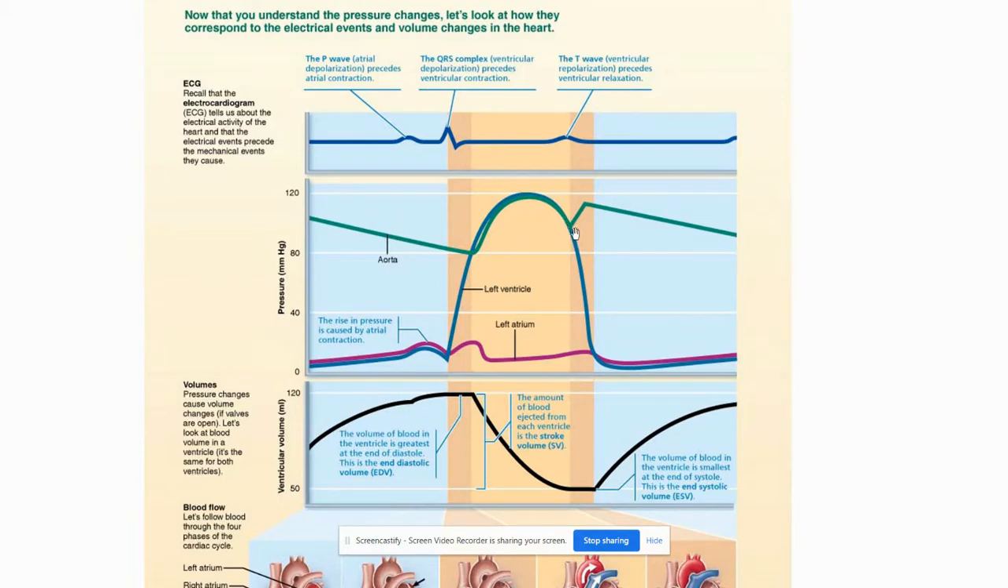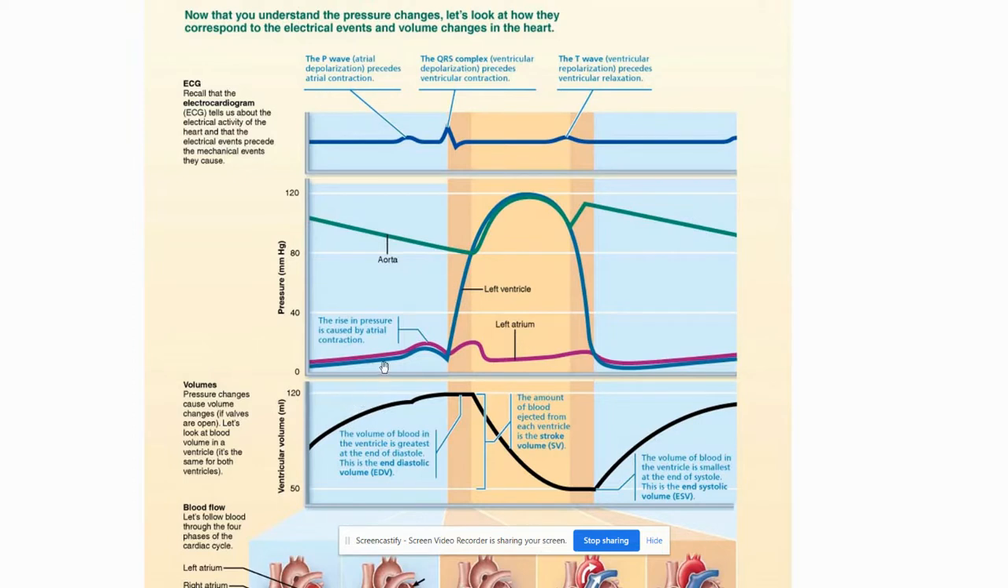This is also the dicrotic notch. This period right here, this is the dicrotic notch. And then this, when the ventricular pressure goes back below the pressure in the atria, then the AV valves open back up. This is showing the volume of blood in the ventricle.